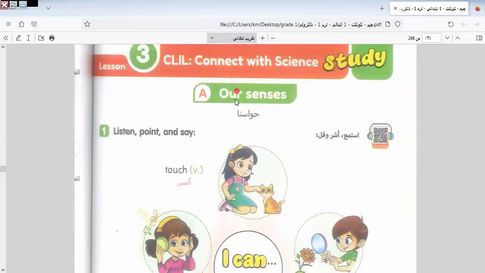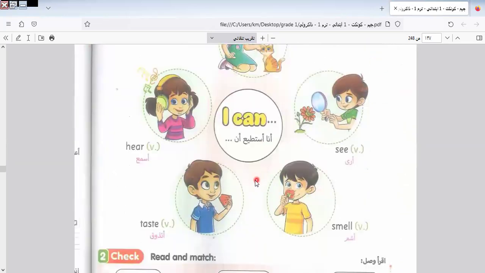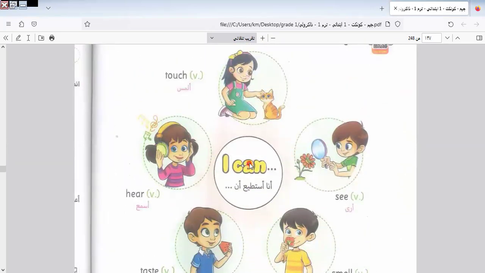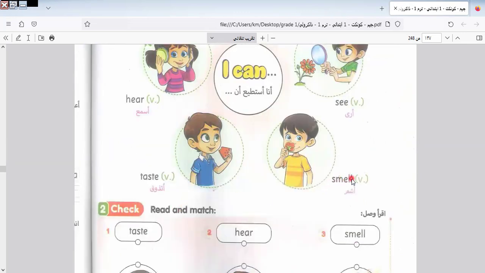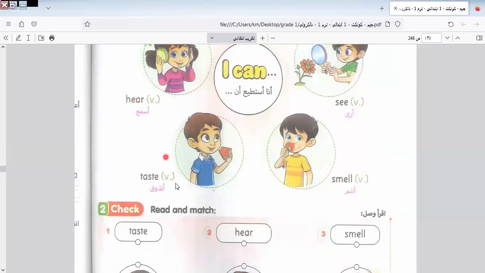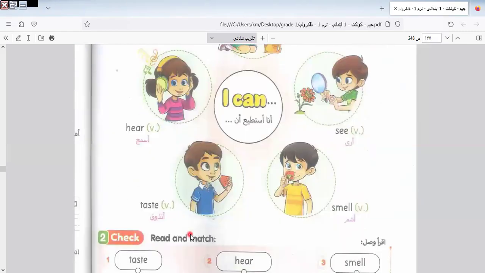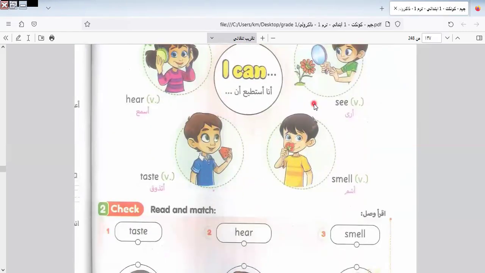I can with our senses. This is connected to science. I think we knew the senses before in the Discover book, and here we know it in Connect. Here we have I can touch, I can hear, I can taste, I can smell, I can see. Repeat after me. I can touch, I can hear, I can taste, I can smell, I can see.